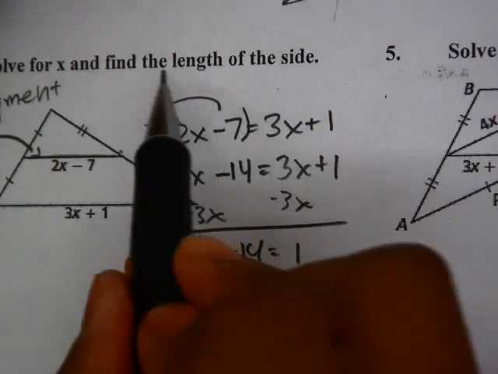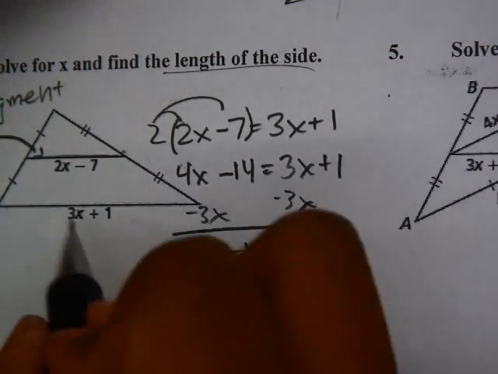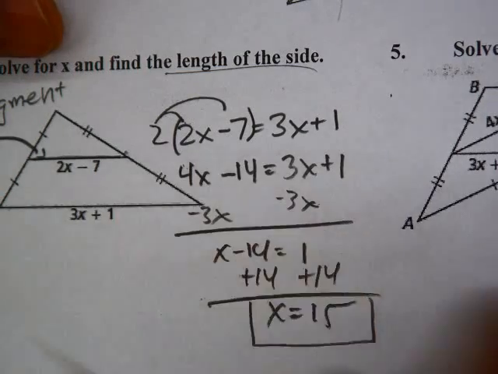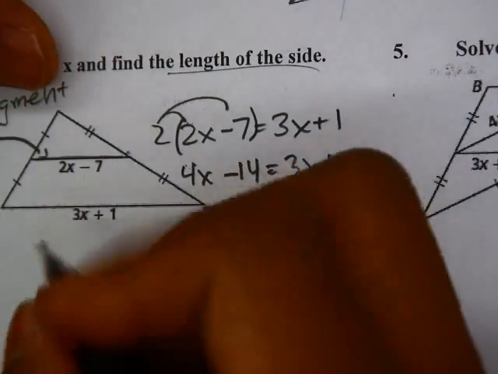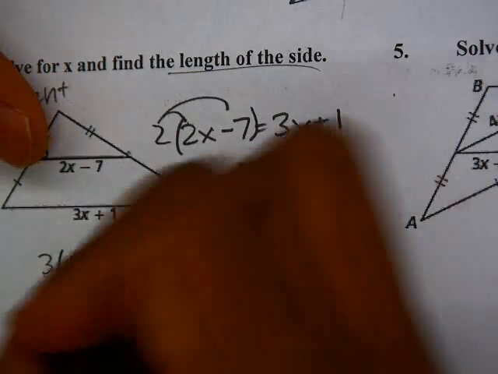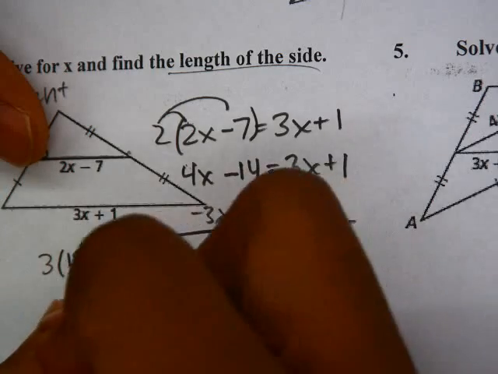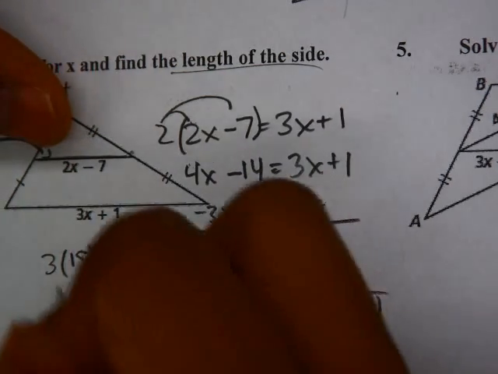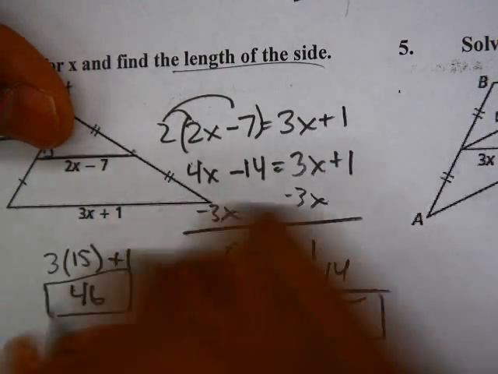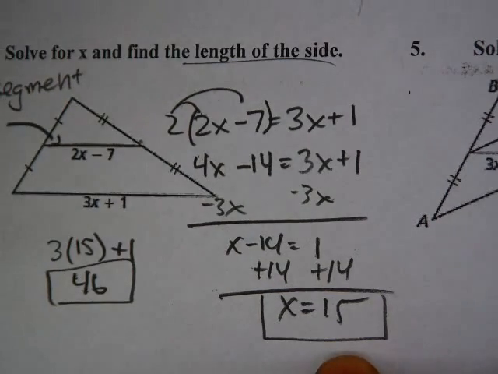Now I'm not done. I'm supposed to find the length of the side. So 3x plus 1 is the side. That's the mid-segment, so I don't need to worry about that. So 3 times 15 plus 1, that's 46. So the side is 46 because x is equal to 15.